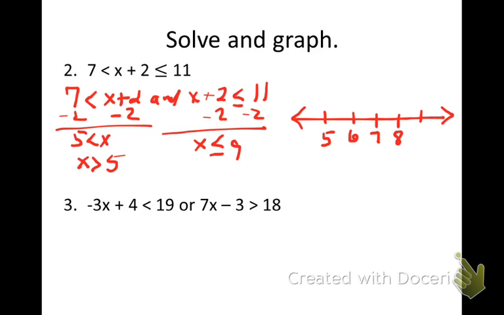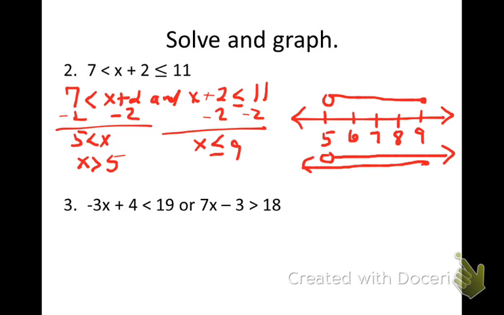Please make sure you graph below the two parts and then the solution above. Greater than 5 does not include 5, so we have our open circle and then going to the right. Less than or equal to 9 does include the 9, so we put a colored in dot where the 9 is, and less than would be going this direction. So we want to see where these overlap or intersect, so it would be from 5 to 9. Does not include the 5, but does include the 9.